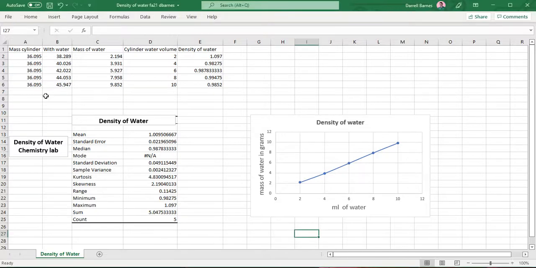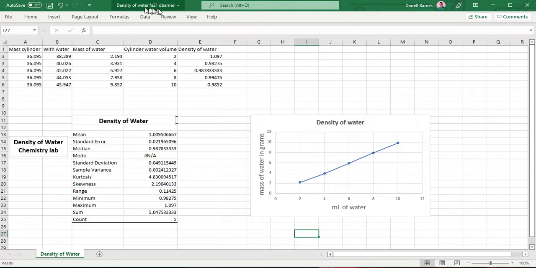Hi, this is Brother Barnes, and I want to look at some data for a density of water chemistry lab that we did. I did follow a rubric. I have another video called Rubric Excel Density Lab Report, and I did follow some of the guidelines there.